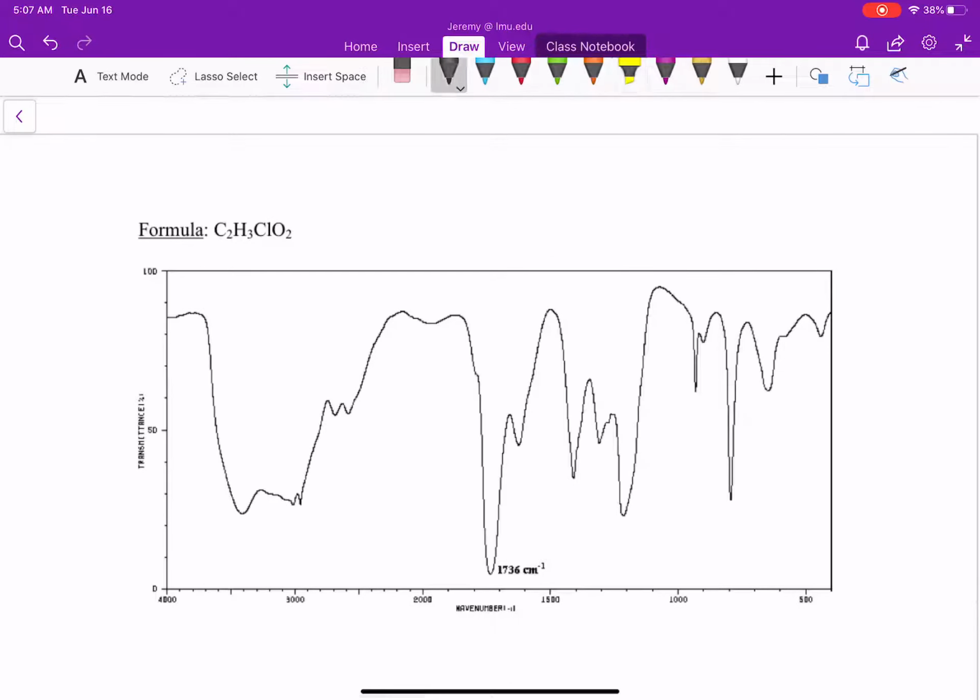All right, let's look at our last problem here. Again, we start with our formula. Let's calculate our DBEs or DUs. 2 carbons plus 1 minus the number of hydrogens plus halogens. That's 3 plus 1. That's 4 over 2. All right, so here we have 3 minus 2. We have 1 DBE. So we have 1 pi bond or a ring. So only one of those.